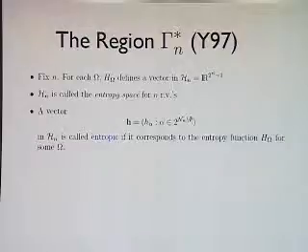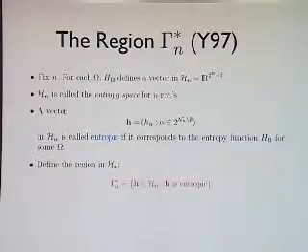Now, a vector in this Euclidean space is called entropic if it corresponds to the entropy function for some collection of random variables, or for some joint distribution. And then we define in the entropy space the region gamma n star, which is the set of all vectors or points in the space which are entropic.